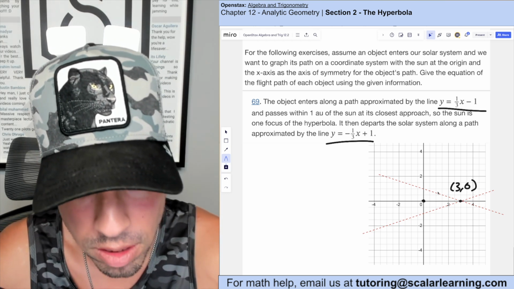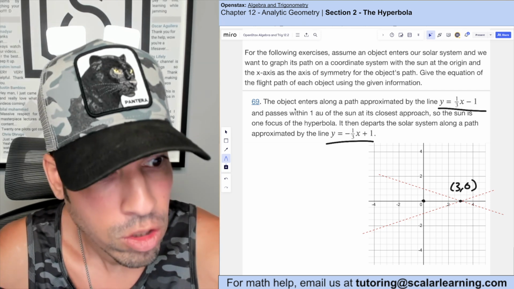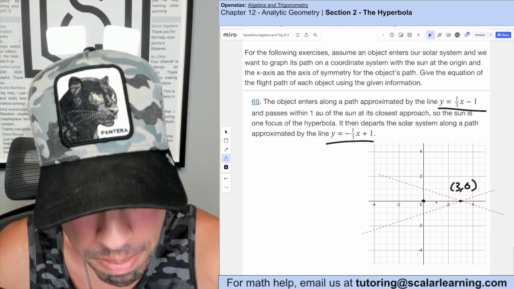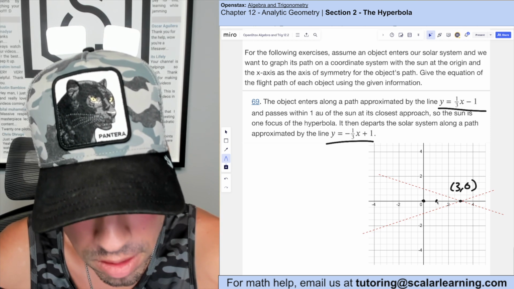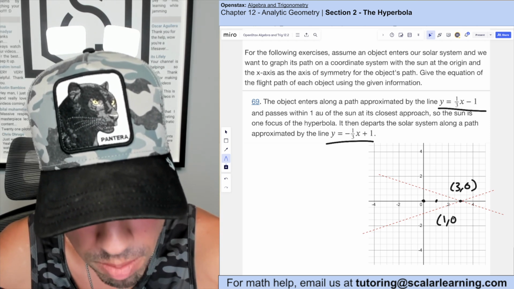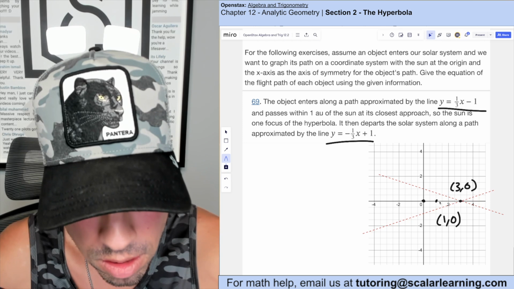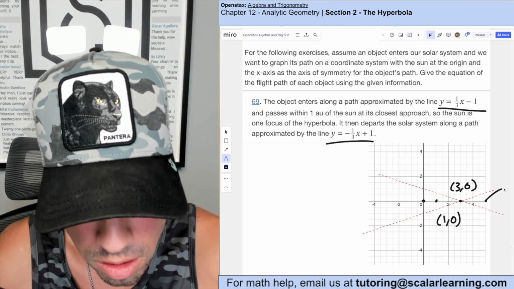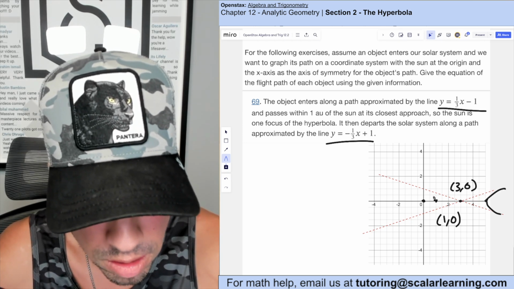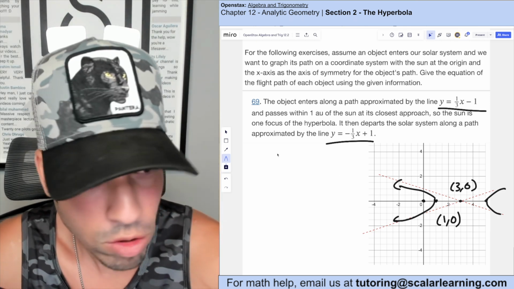Here's the sun at the origin, so that's going to be the focus. So it passes within 1 AU. That means my vertex is going to be right here at 1, 0. Now, that means this other vertex is going to be over here, and it's going to look approximately like this as my hyperbola.